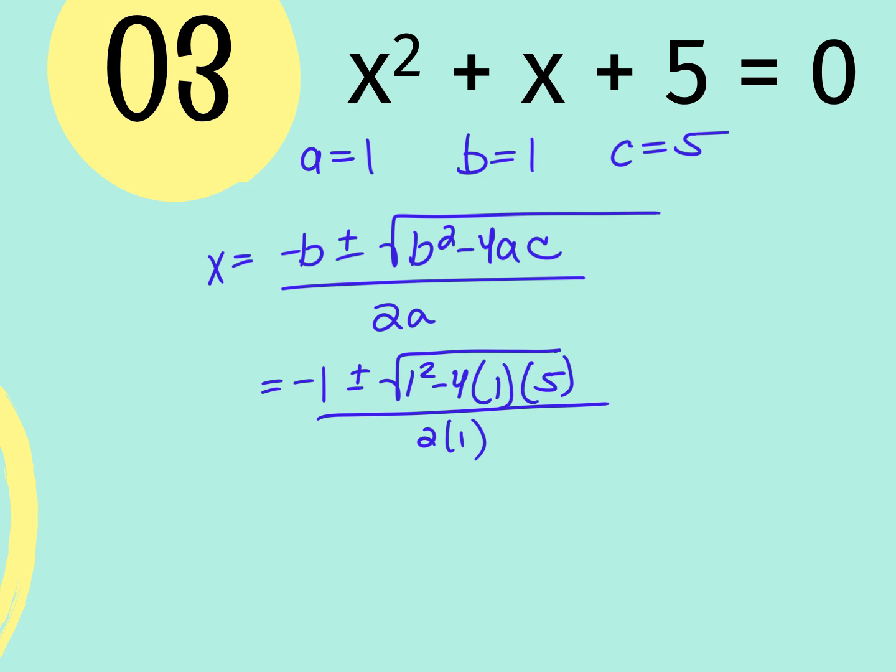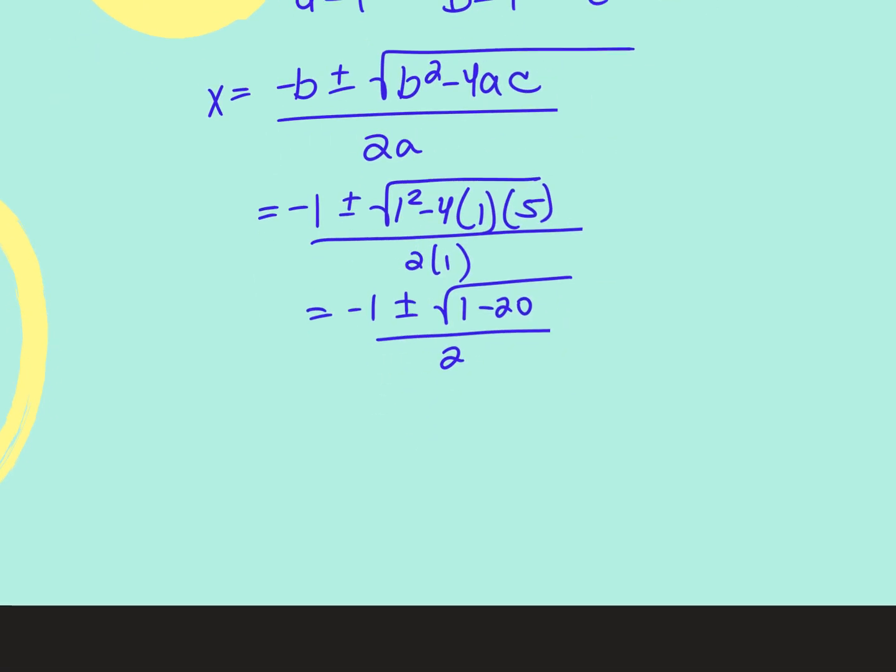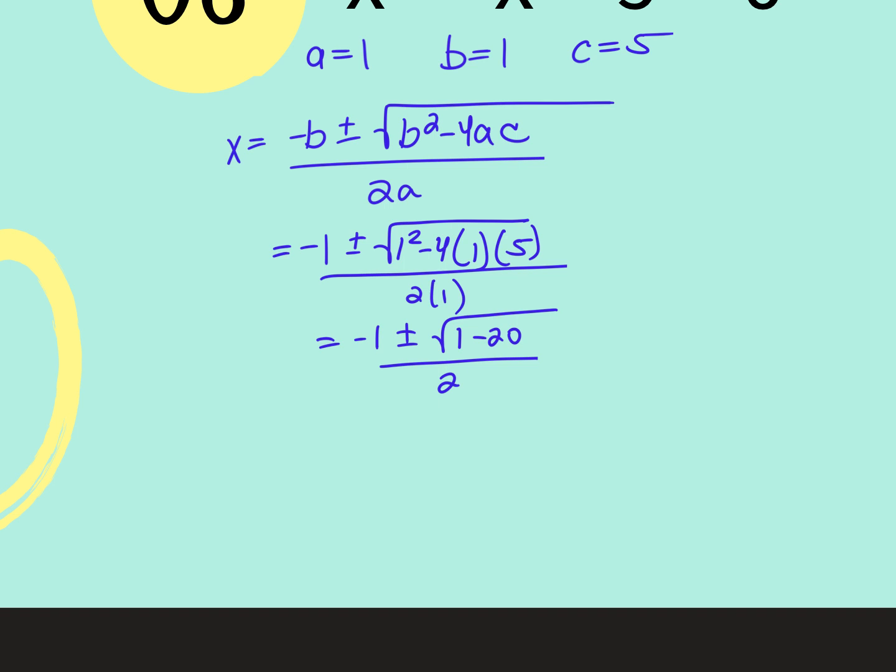All right, so let's just simplify again. Negative 1 plus or minus. What's 1 squared? 1, good. What's negative 4 times 1 times 5? Negative 20. All over 2 times 1 is 2. Are you with me? I see you guys doing good.